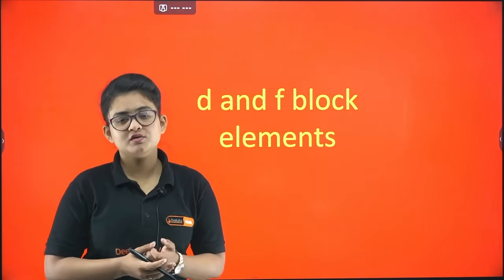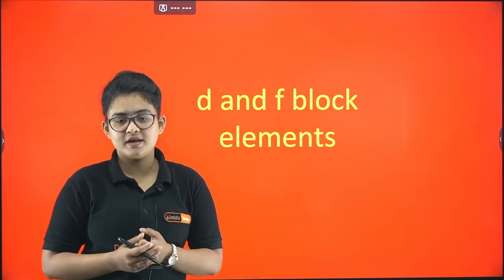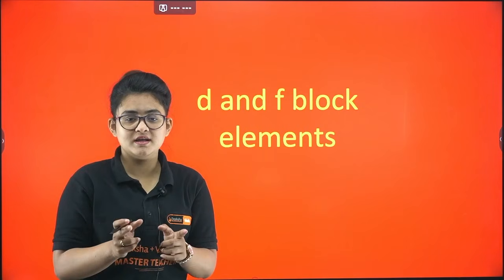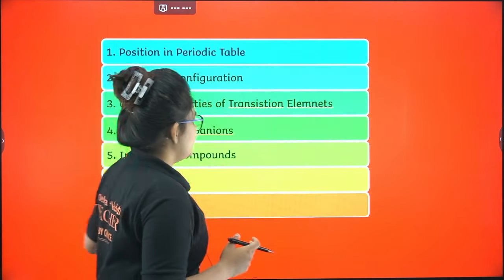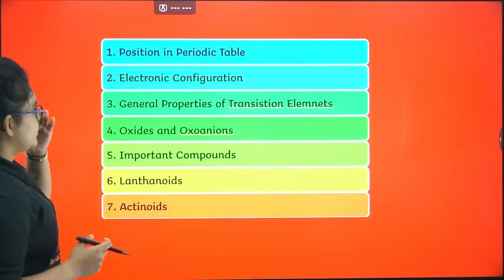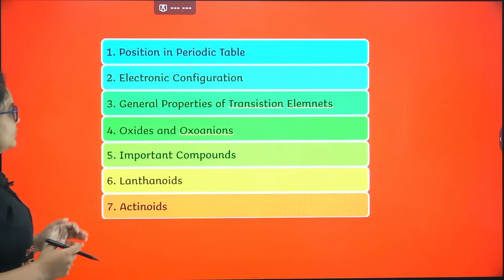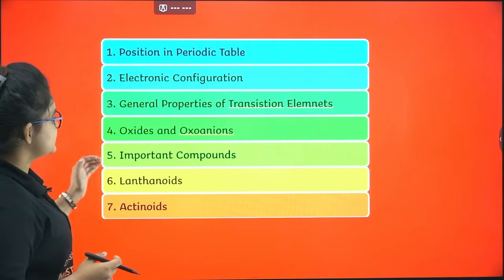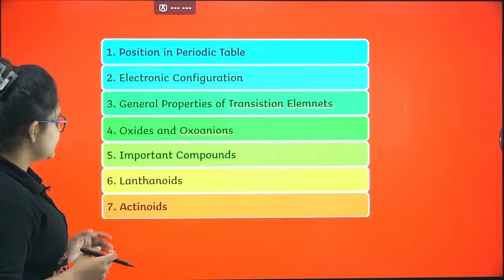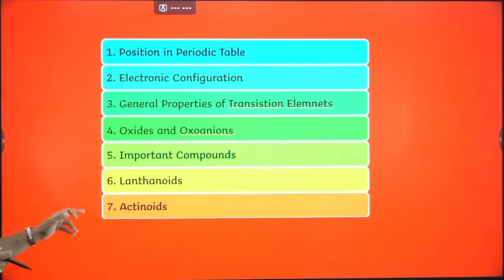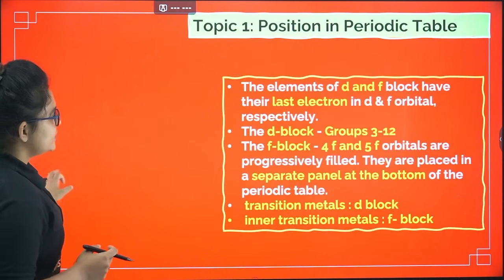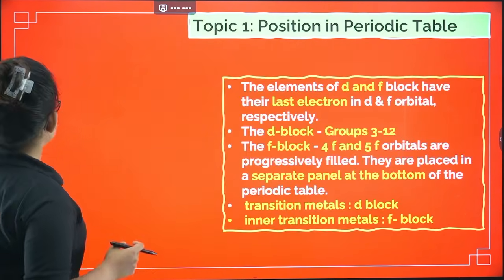So today we are going to discuss the D and F block elements. Without further delay, let's get started. Here we are going to discuss the position in the periodic table, electronic configuration, general properties, oxides and oxoanions, important compounds, lanthanoids, and actinoids. First we will discuss the position in the periodic table.